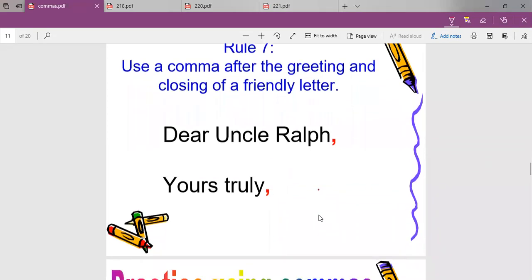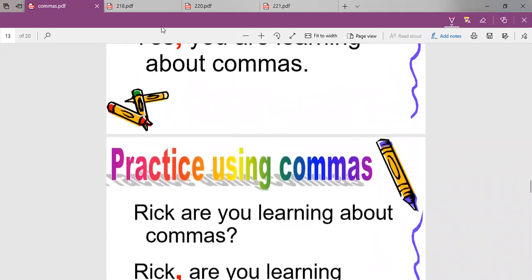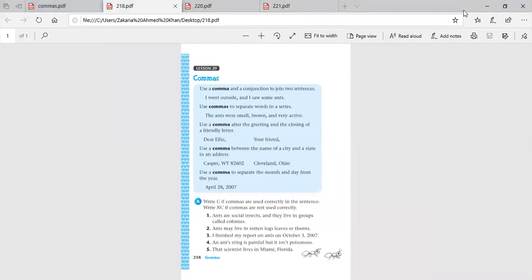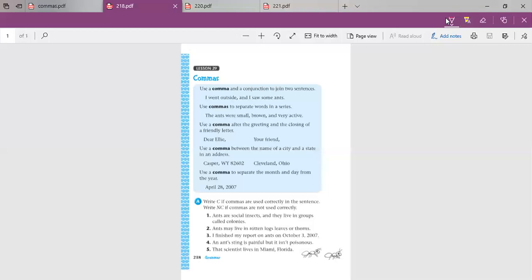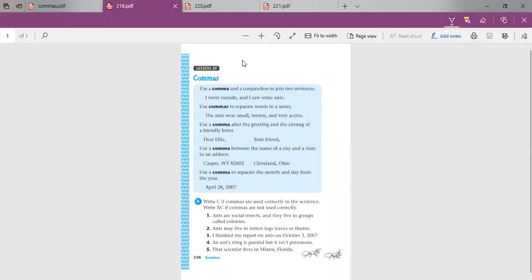Yes, everyone? Okay, now these are the practices. Now I think we can start doing the page, because we do not have enough time like every time. Now this is our first page. First thing first, I will write the date on the top. Okay, today is 19th April. Teacher, I finished the first page. You finished the first page?